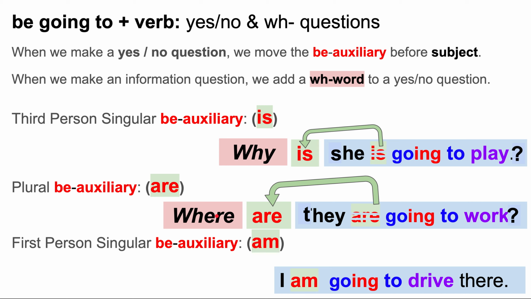Let's look at another example. I am going to drive there. Okay, be auxiliary, am. Yes-no question. Am I going to drive there? WH question. When am I going to drive there?